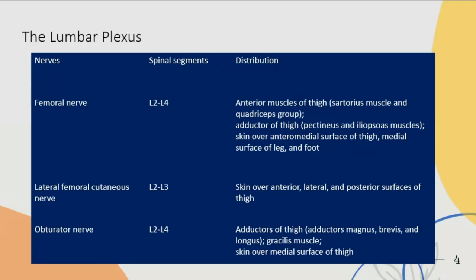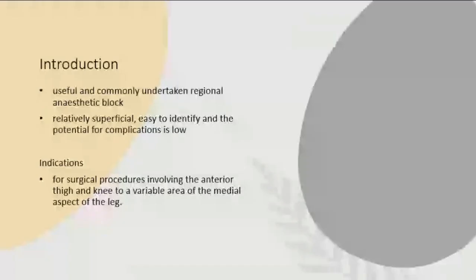foot. For our LFCN, lateral femoral cutaneous nerve, is contributed by spinal segments L2, L3. It mainly is a sensory nerve, so it covers skin over the anterior, lateral, and posterior surfaces of the thigh. And lastly is the obturator nerve, contributed by spinal segments L2 to L4, and it's a compound nerve. It's a motor and sensory nerve, motor to adductors of the thigh, meaning adductor magnus, brevis and longus, and gracilis muscle, and sensory to the skin over the medial surface of the thigh.